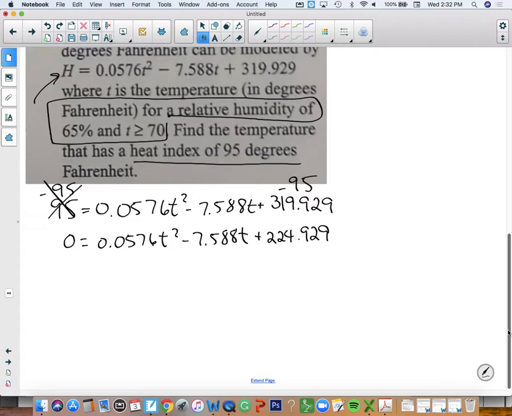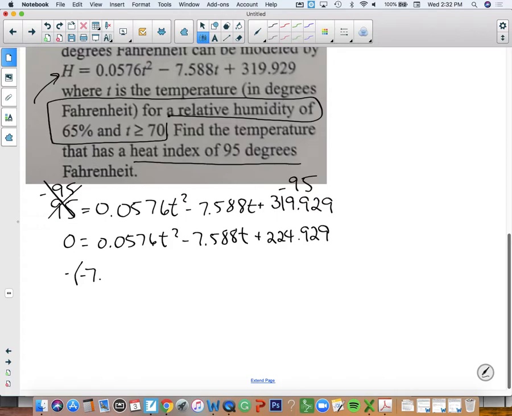Some other options, I don't know if I'd recommend, but you can divide everything by 0.0576, and then that would get rid of the number in front, and you can factor it that way, so you'd have to figure out factors of the back number. You can complete the square. Honestly, I think quadratic formula is the best way here.